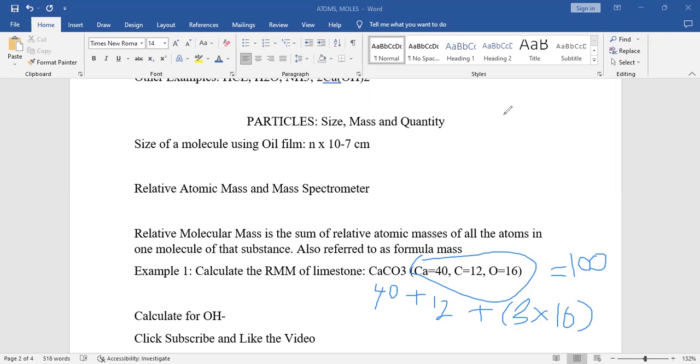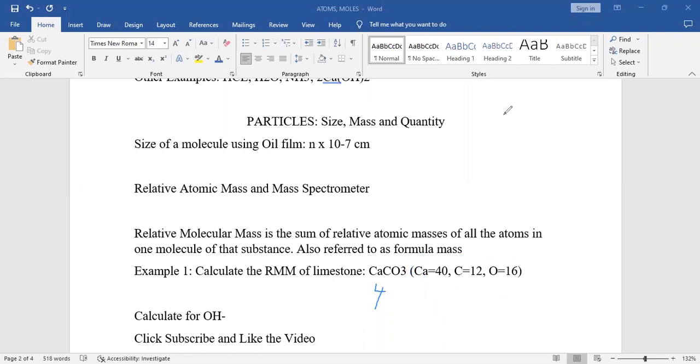So I have to undo this too, so that it doesn't disturb our screen. So you can go ahead and calculate for the hydroxide ion, OH minus, and see what you will get, okay? This is O 16 and H is 1. All right, so let's move.